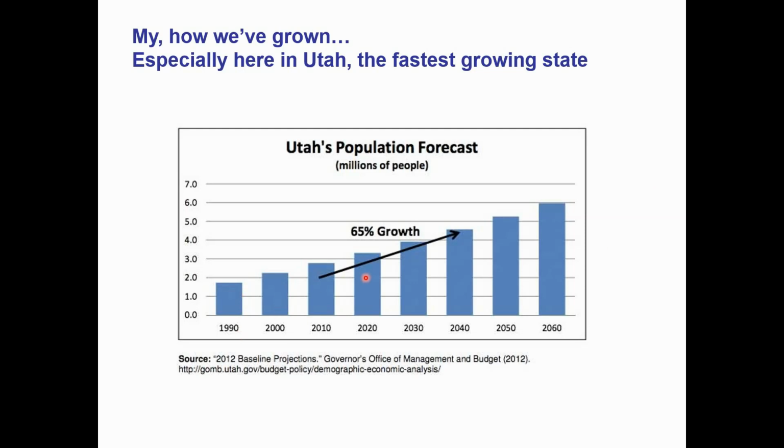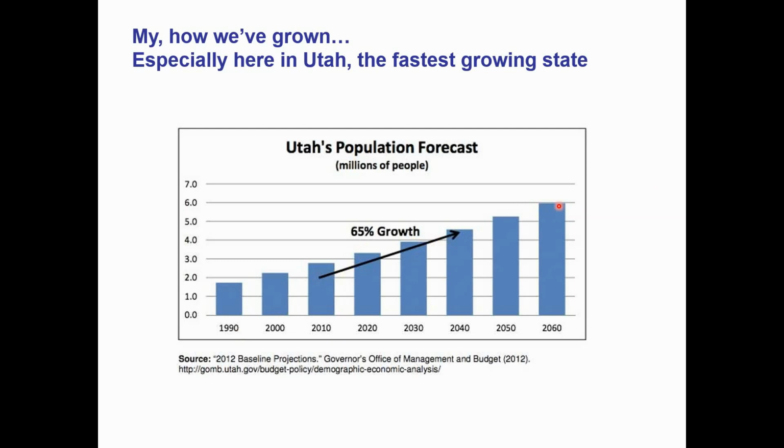We are rapidly increasing. We're basically working on a principle of every 30 years, we get a 65% increase in growth. Our population is almost doubling every 50 years here in Utah. That's what's been observed historically, and that's what's predicted to happen in the future.